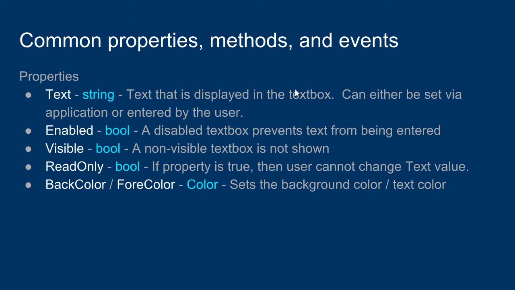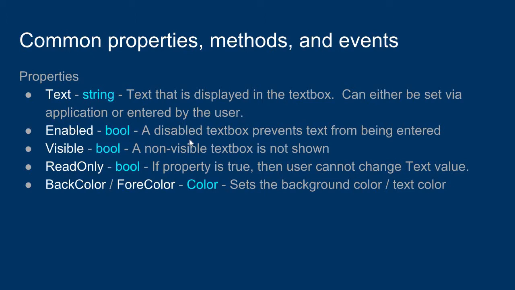Common properties of the TextBox are as follows. The text property contains string values, and whatever string value is stored in the text property, that is the text that is displayed in the text box. Now, this text can either be changed via the application or entered by the user. So when the user is typing in characters into the text box, they are in real time modifying the text property value.